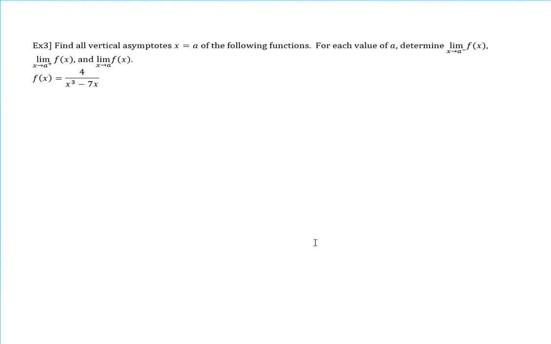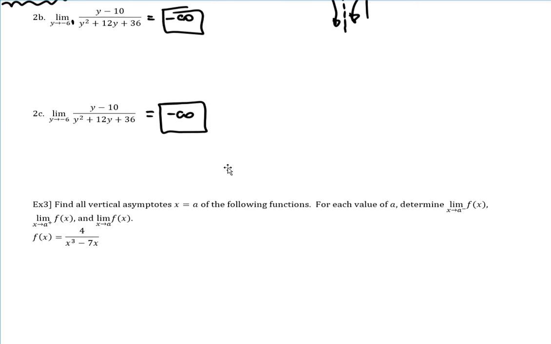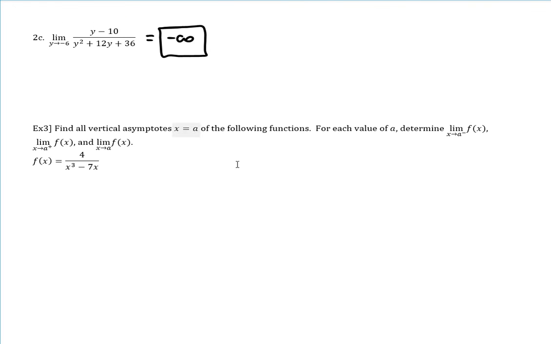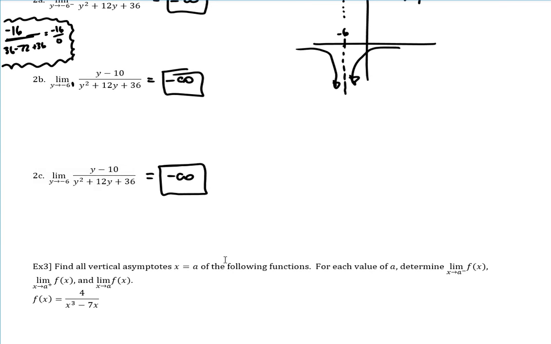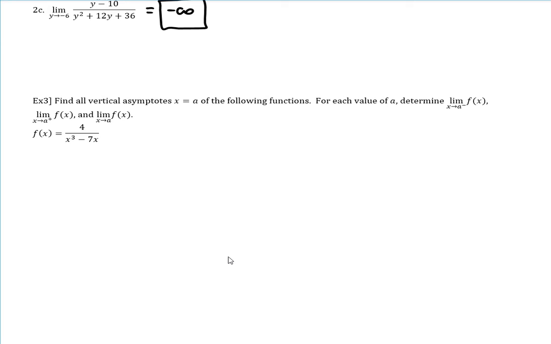All right, so one other thing is they might want us to find vertical asymptotes. So find all vertical asymptotes x equals a of the following functions. For each value of a, determine the limit for all of them. Okay, so it's kind of a little bit in reverse. So vertical asymptotes will occur. Let's add this rule. So it appeared in our domain problems from a while ago.